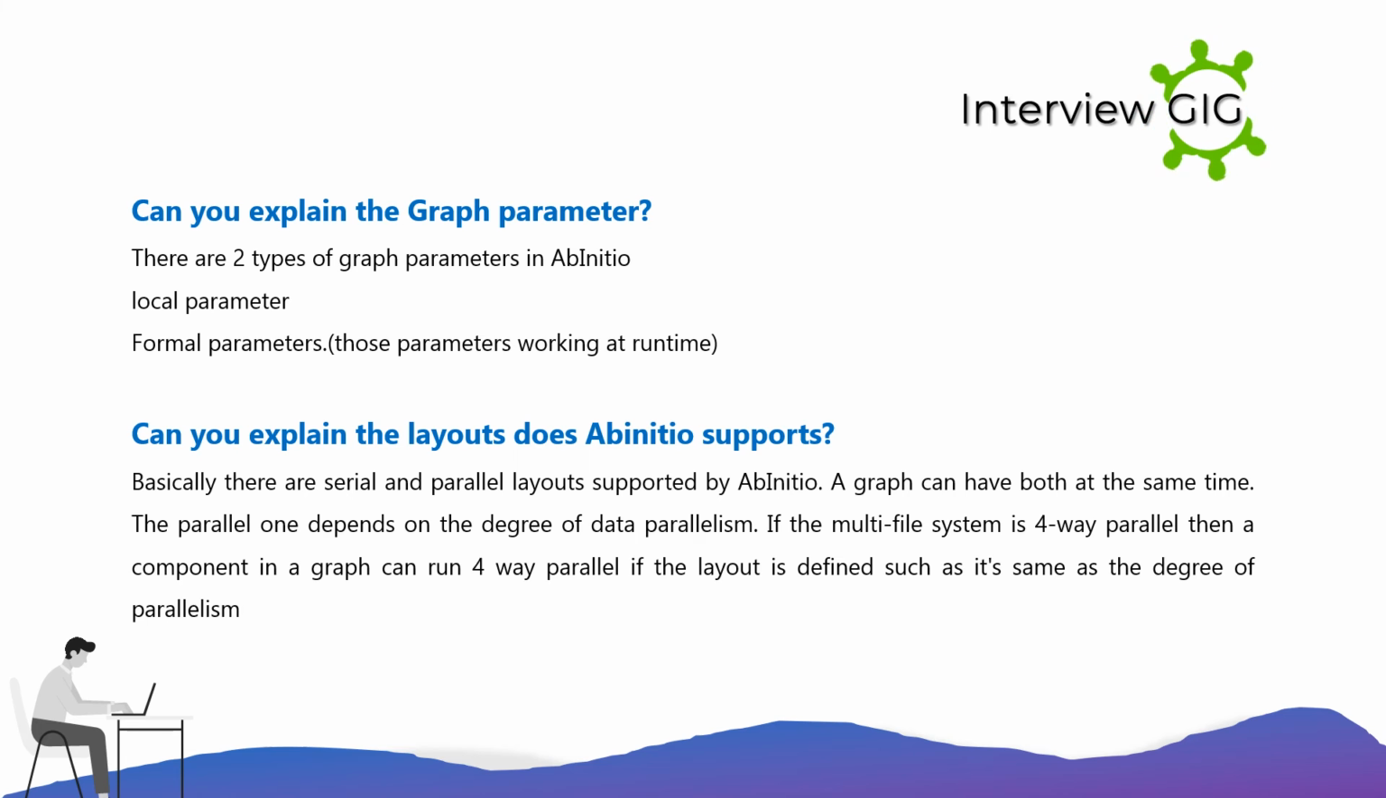Can you explain the layouts Ab Initio supports? Basically there are serial and parallel layouts supported by Ab Initio. A graph can have both at the same time. The parallel one depends on the degree of data parallelism. If the multi-file system is four-way parallel, then a component in a graph can run four-way parallel if the layout is defined such that it's the same as the degree of parallelism.